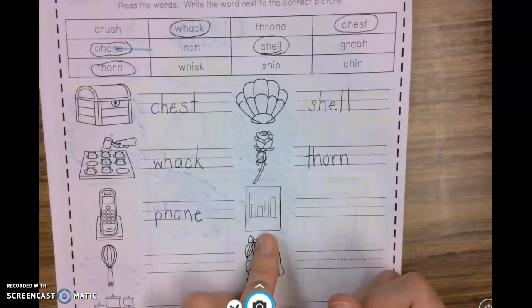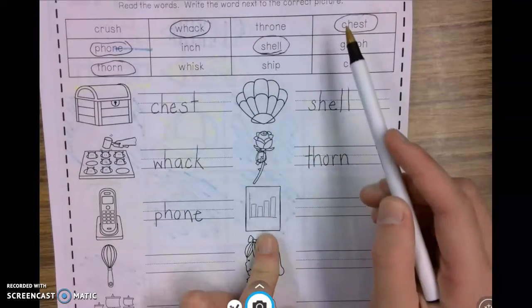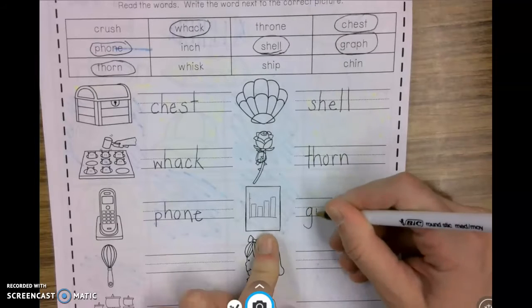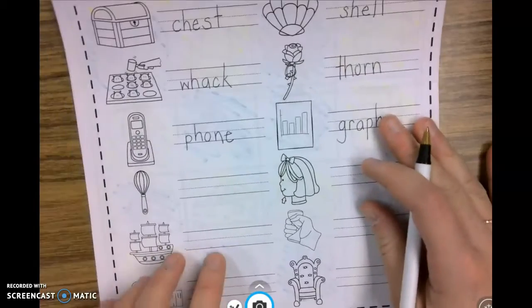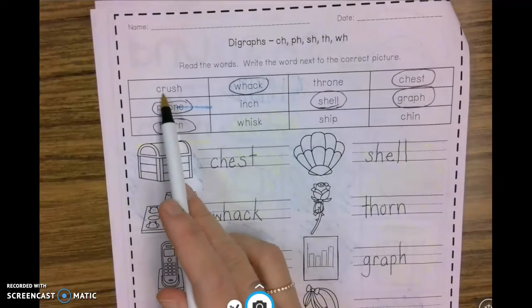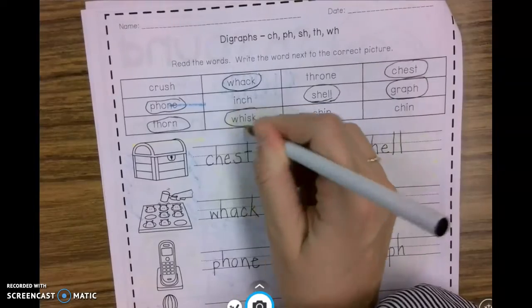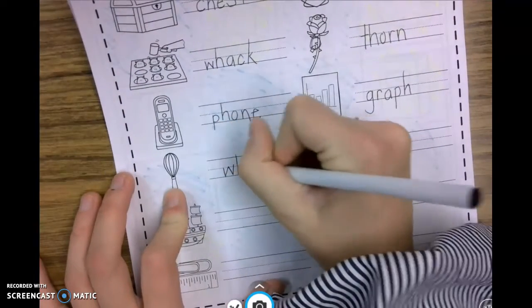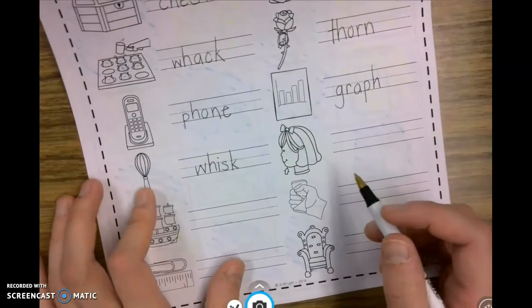Okay, this is a graph. So let's look. Nope. Oh, there it is. Graph. Let's look at somewhere. I have whisk. This is a whisk. Let's look for the wh. No. Wh. There it is. Whisk. Going to circle it and put whisk. Now, some people say whisk, but for us it's whisk.